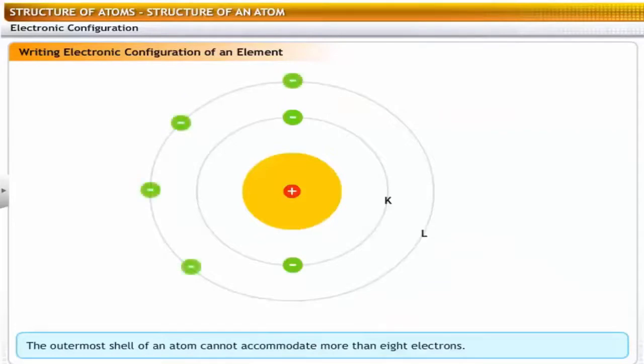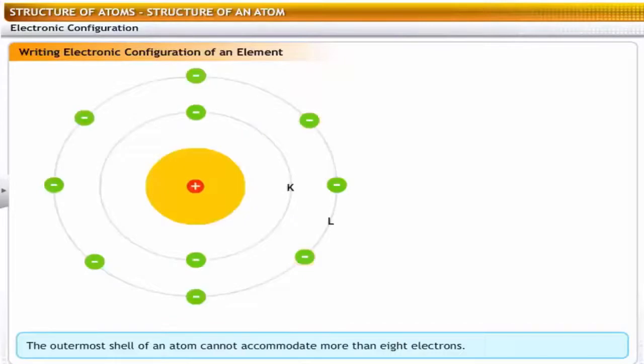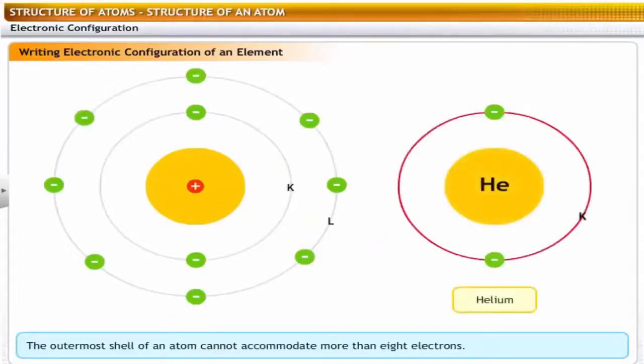During the arrangement of electrons in the shells, the outermost shell of an atom cannot accommodate more than 8 electrons even if it has the capacity to accommodate more electrons. Generally, the outermost shell of an atom can have a maximum of 8 electrons only, even though it has the capacity to accommodate 18 electrons. This is due to the fact that having 8 electrons in the outermost shell makes an atom stable. There is an exception. If the outermost shell is the first shell or K shell, the shell can hold only 2 electrons. For example, helium has only 1 shell in its atom.